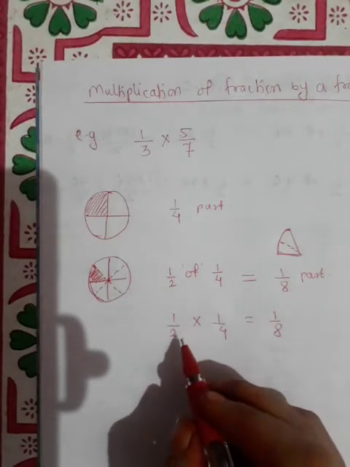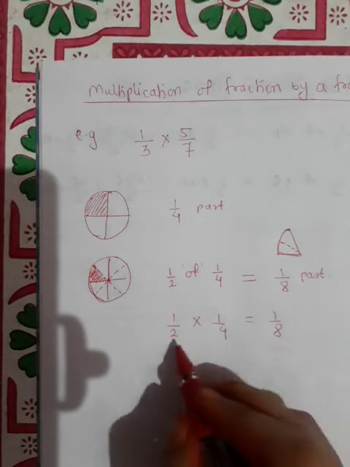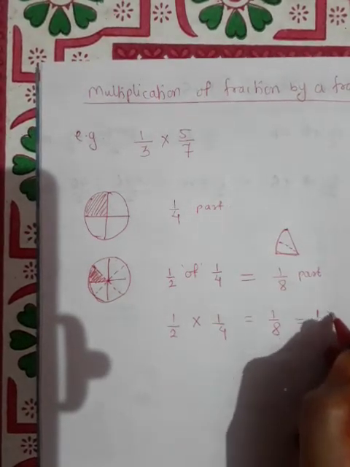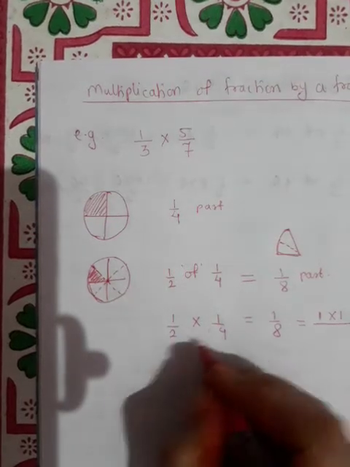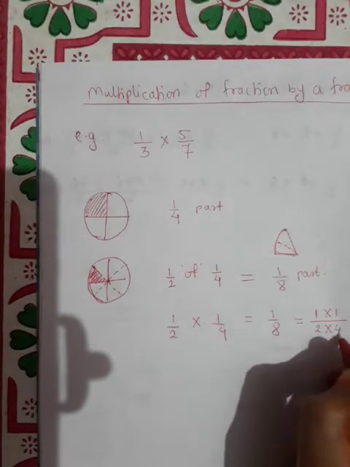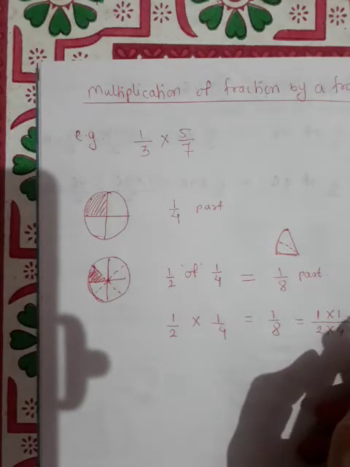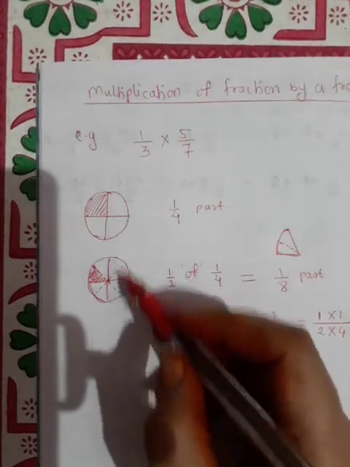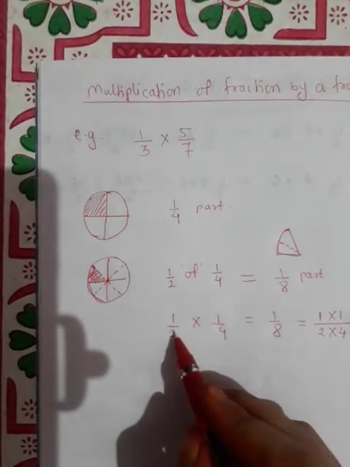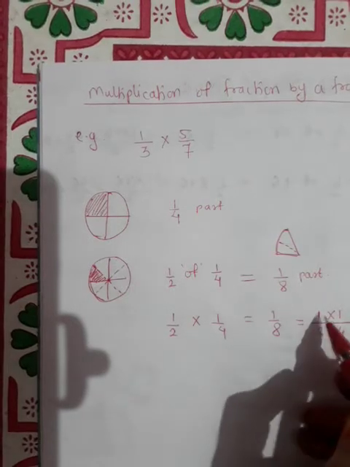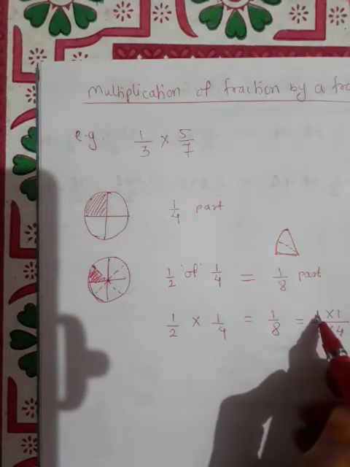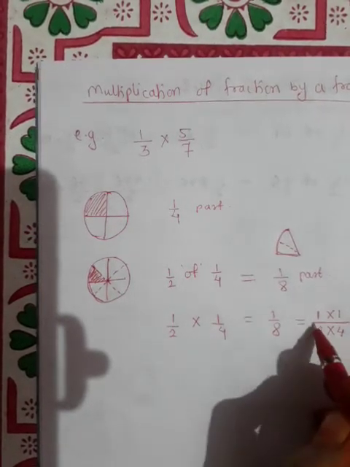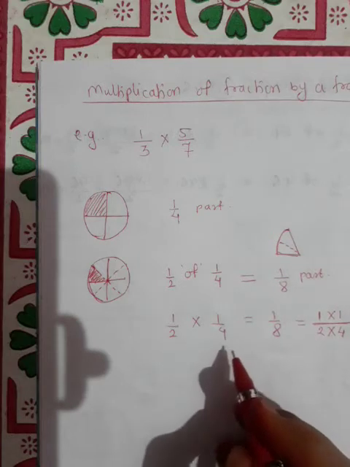Means what? When we multiply any two fractions, what do we have to do? Multiply their numerators upon multiply their denominators. That's why 1 into 1 is 1 and 2 into 4 is 8. So by these figures we can say that if we multiply two fractions, then first do the product of numerators and then the product of denominators.